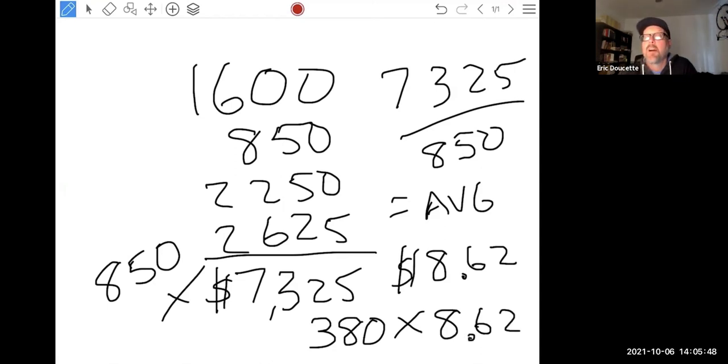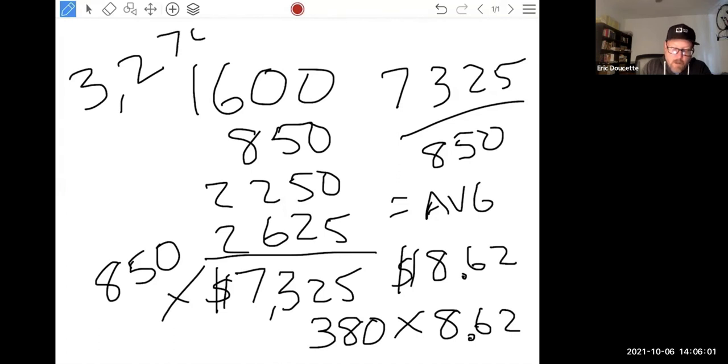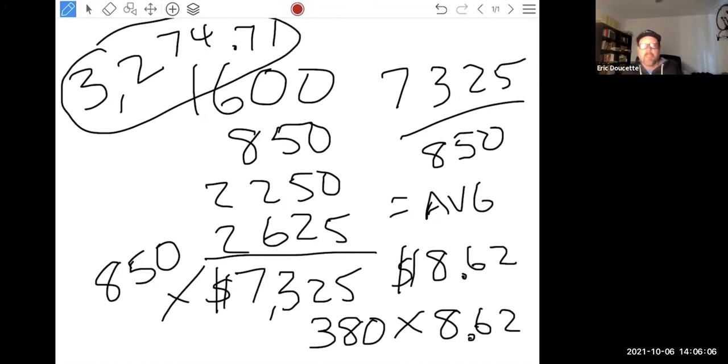So let's just leave it on there and do times 380, because that's what I have left in inventory. So that's going to come out to $3,274.71. So that is my average cost for this particular problem for Best Buy using the average cost method. It's going to be $8.62 per unit, and that's going to be multiplied by the 380 I have left. Means I still have $3,274.71 in inventory, and that would go on my income statement as ending inventory.